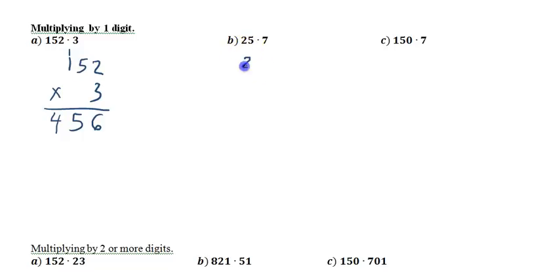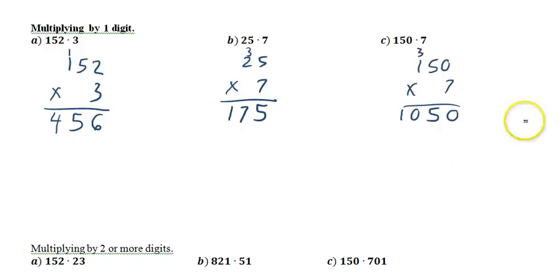So, let's try it again. 25 times 7. 7 times 5 is 35. Carry the 3. 7 times 2 is 14. Plus 3, 17. So, I want you to try it for 150 times 7. So hit pause. And you should have had 1050.